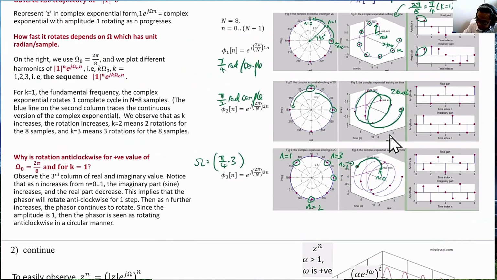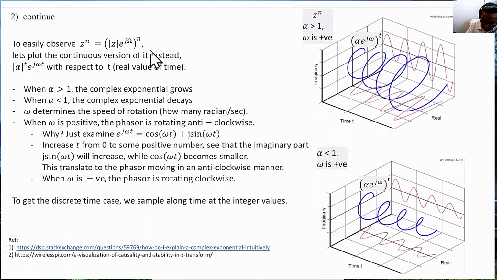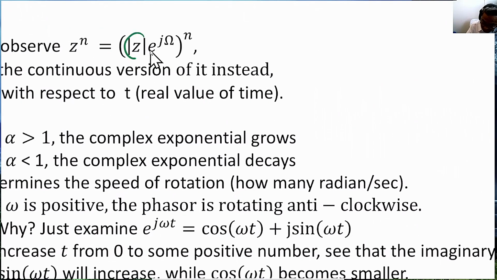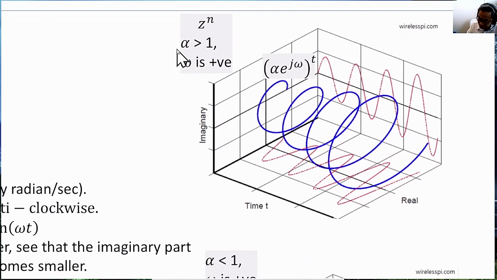But the take-home message is that now you compare this figure and this figure. As omega increases, we are rotating faster, completing more cycles with the given 8 samples. The detailed explanation you can read here, but it is exactly like what I have said. Now what we need to do is to combine this magnitude and this complex exponential to the power of n. So remember that the magnitude controls whether the sequence is growing or decaying.